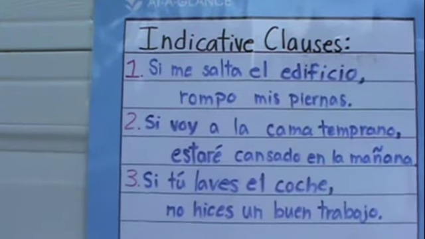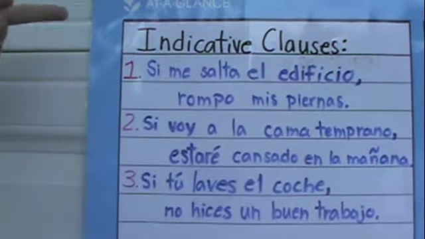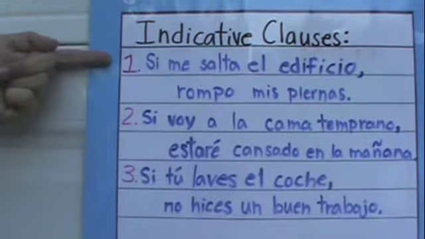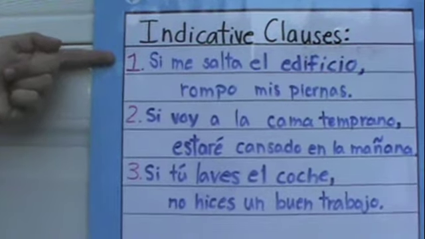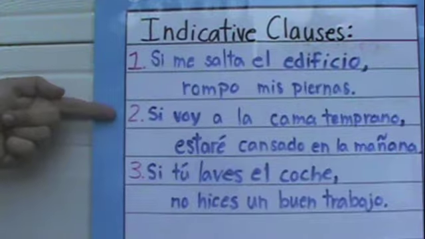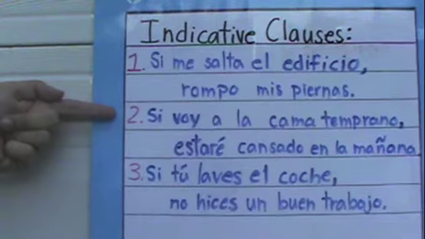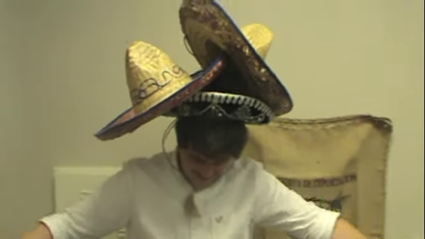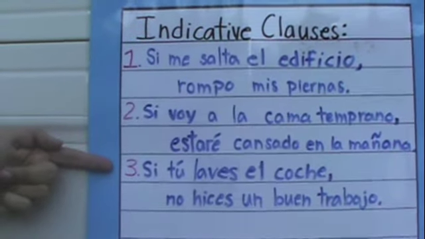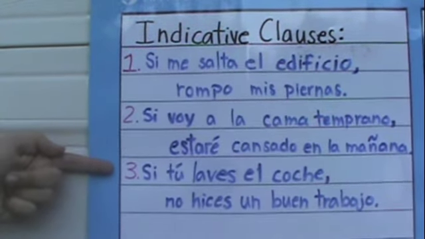Let's try some examples using indicative clauses. Uno. Si me salto el edificio, rompo mis piernas. Dos. Si voy a la cama temprano, estaré cansado en la mañana. Tres. Si tú lavas el coche, haces un buen trabajo.